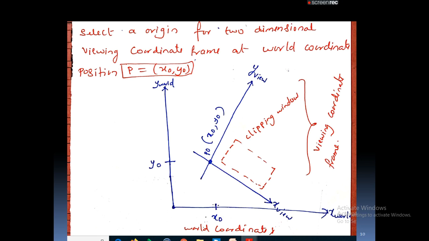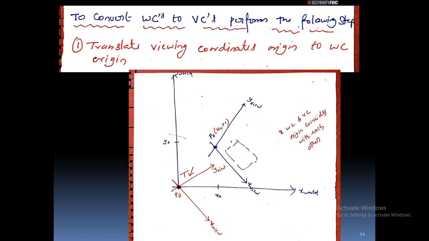Once you decide the origin of the clipping window, we have a sequence of steps to map world coordinates to viewing coordinates. So let us see the next slide. When you want to convert world coordinates to viewing coordinates, we need to perform the following steps. First, we need to translate the viewing coordinate origin to the world coordinate origin.